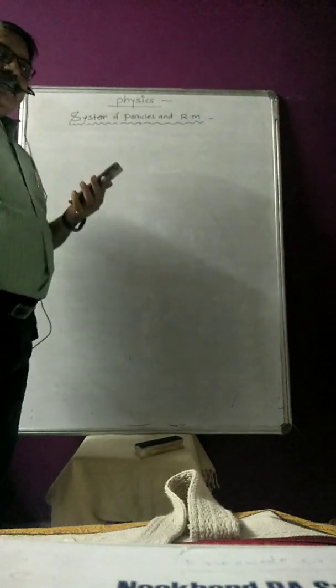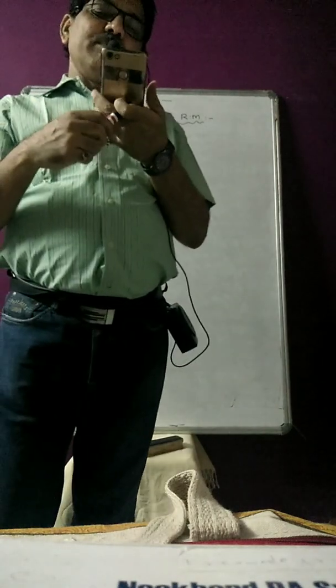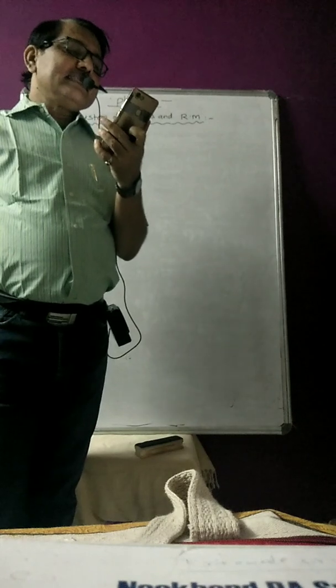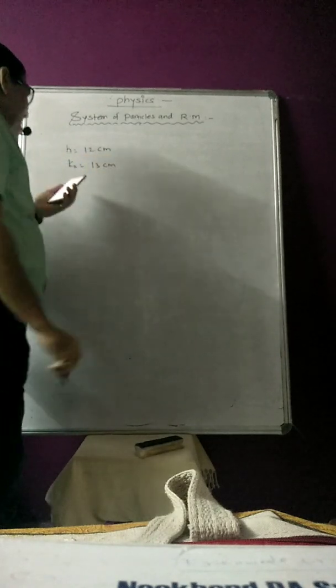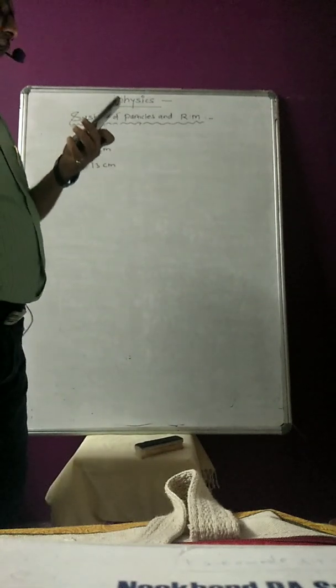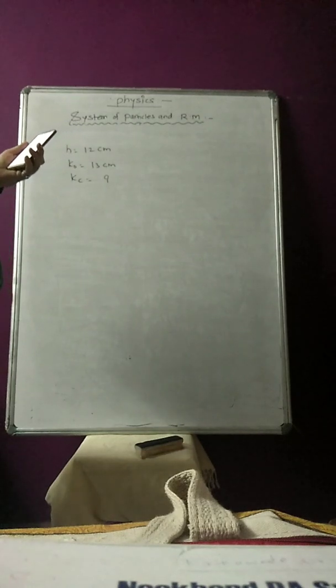Write down: find the radius of gyration of a body about an axis at a distance h, which has been given to you as 12 centimeter, from its center of mass. KO is equal to 13 centimeter. Find its radius of gyration about a parallel axis passing through its center of mass, means he is asking you to find out KC.